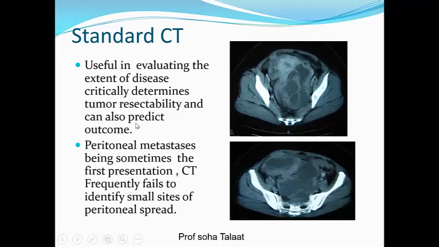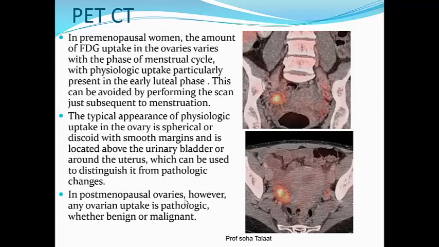So we can do CT in this case to determine the tumor resectability, to see its effect on the bowel, and to detect metastatic lesions. Peritoneal metastasis is sometimes the first presentation, and CT frequently fails to identify small sites of peritoneal spread. So what to do? The better modality, as we said a while ago, is the PET CT.